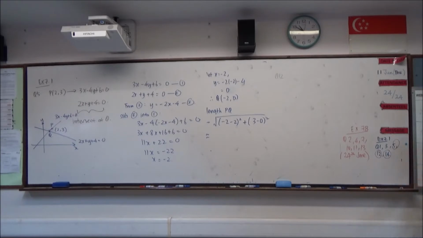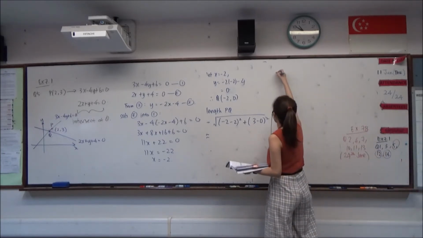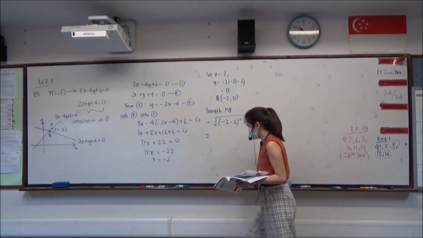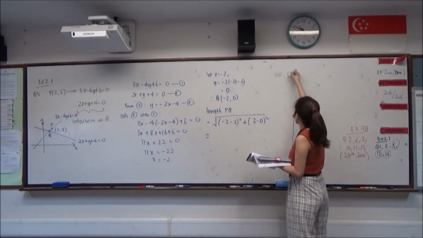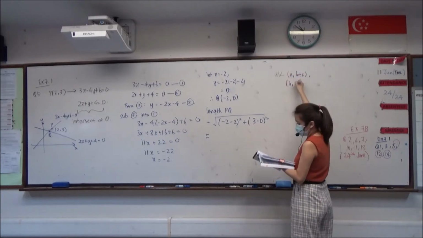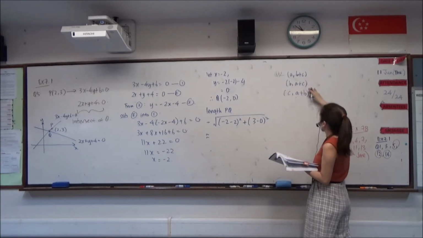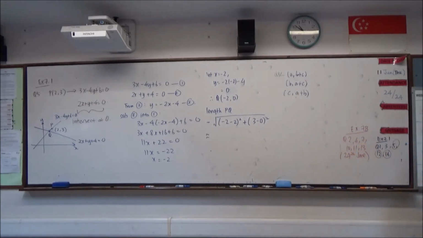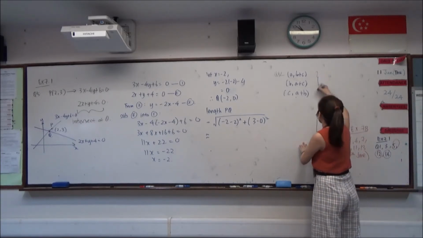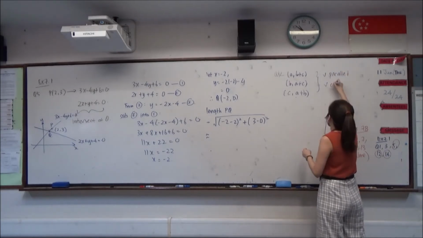Given 3 points, no numbers involved, just A, B, and C, and then they are collinear. We want to show that they are collinear. Okay, so what are the 2 criteria in order to prove that they are collinear? What did we cover? So we got these 3 points, right? To show that they are collinear, what are the 2 criteria? Parallel lines and what else? Prove that they are parallel and have a common point.